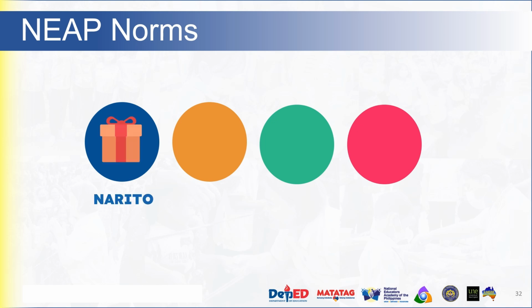First is Narito. The gift icon represents you. As our partners in this activity, please know that you are a gift to the Fed. Our task, if you may, is that you also give us your time and attention, that you be physically and mentally present during the sessions.